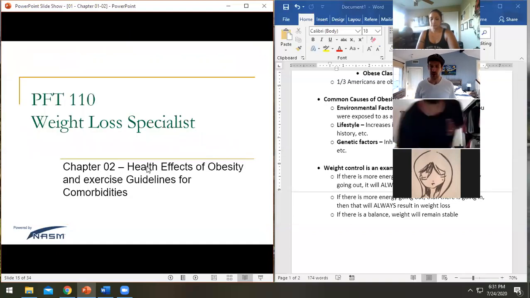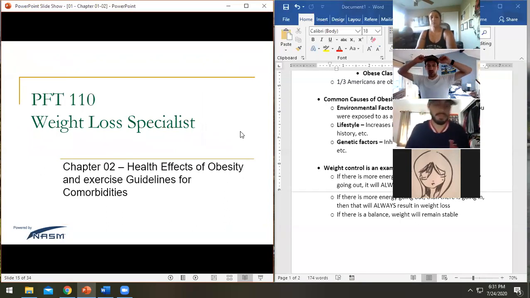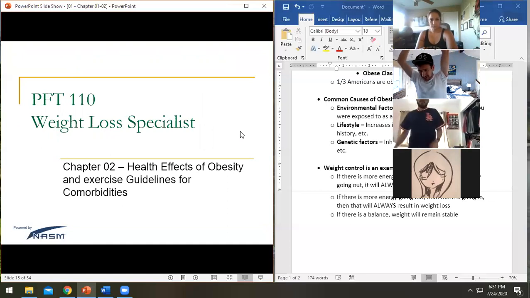Which is what this is, by the way. This class is PFT 110. All of these materials are based around NASM's WLS certification, so weight loss specialist.